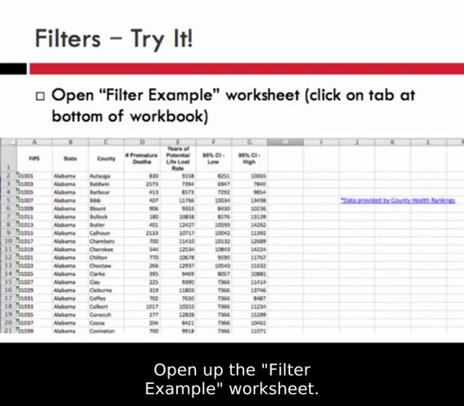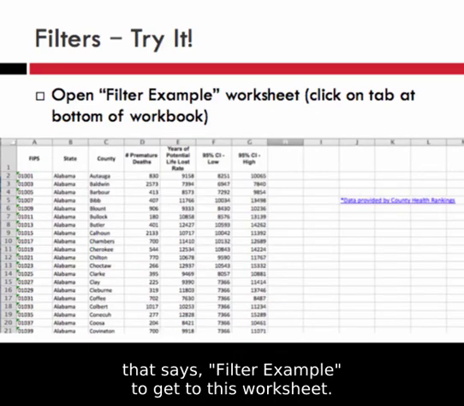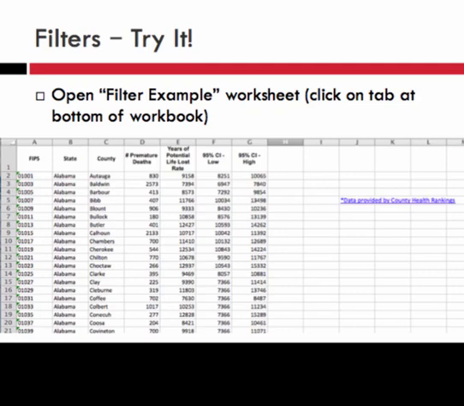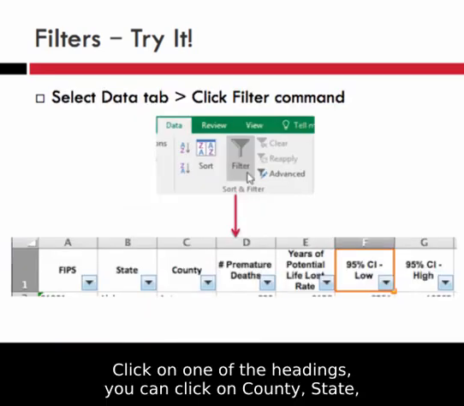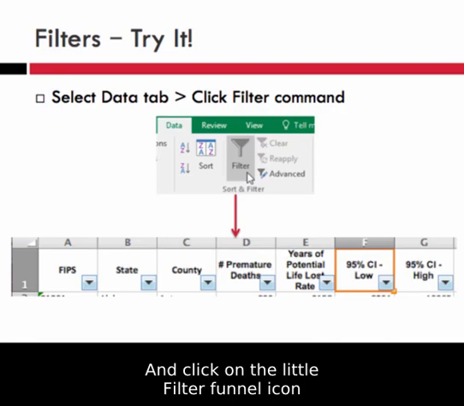Open up the Filter Example worksheet. You'll see the little tab at the bottom of the workbook that says Filter Example to get to this worksheet. It should look something like this image. Click on one of the headings. You can click on county, state, anything that's across the top. And click on the little filter funnel icon, which can be found in the Data tab.